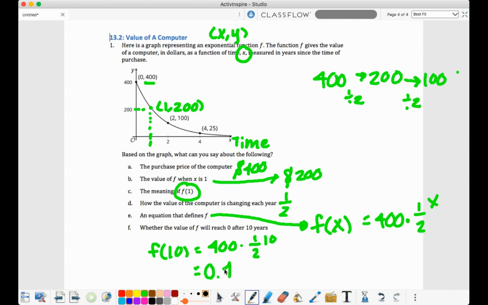So it's not making it to $0 yet. It is not worth much money at all. It's only worth 40 cents, but it is worth something. So that is kind of an interesting thing about exponential decay like that, is it doesn't ever really exactly reach $0. It may be a fraction of a cent over time, but it's still going to be worth something.